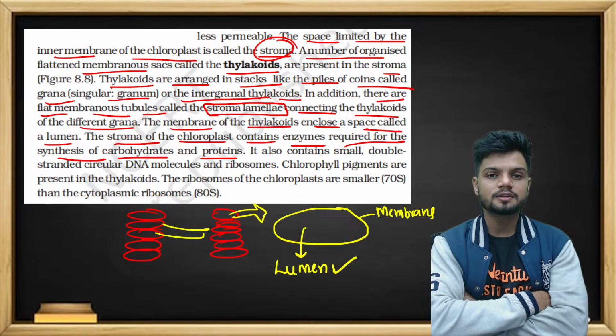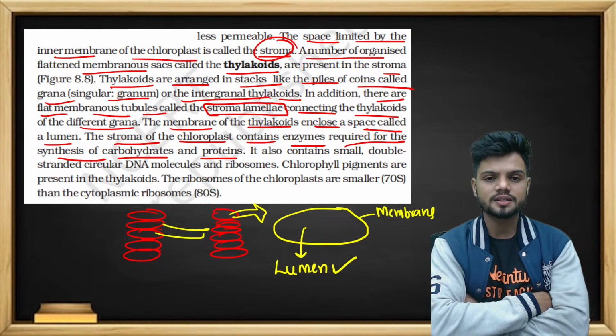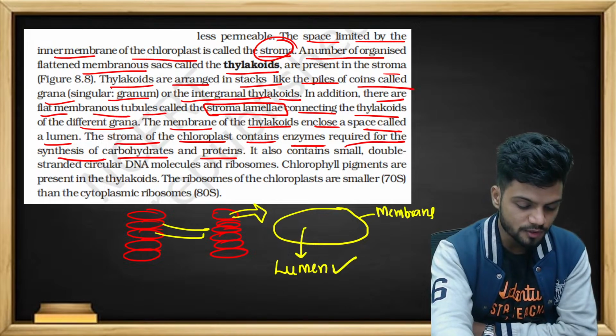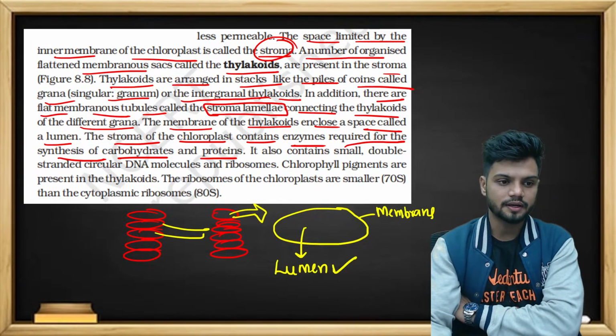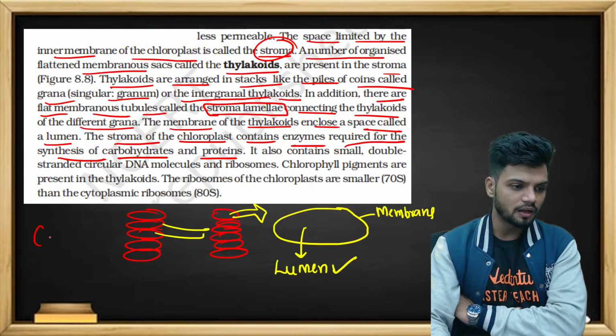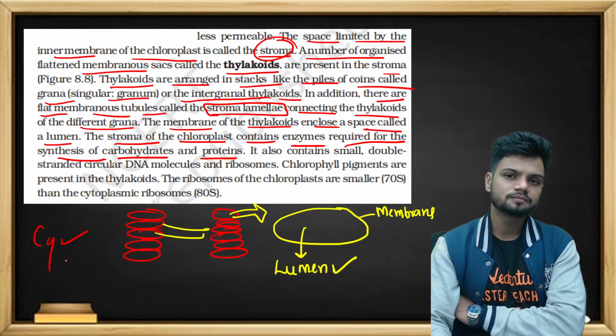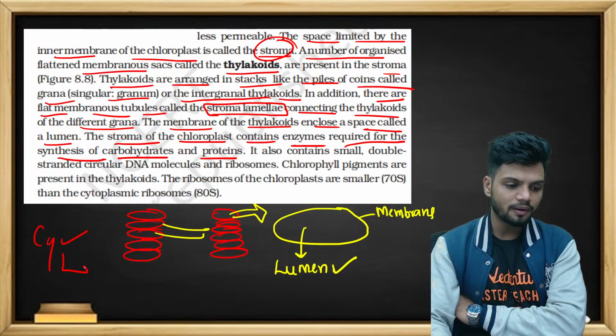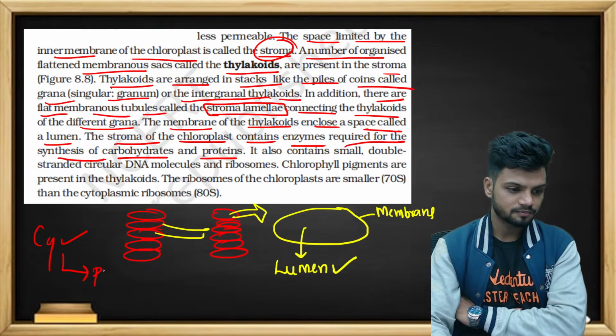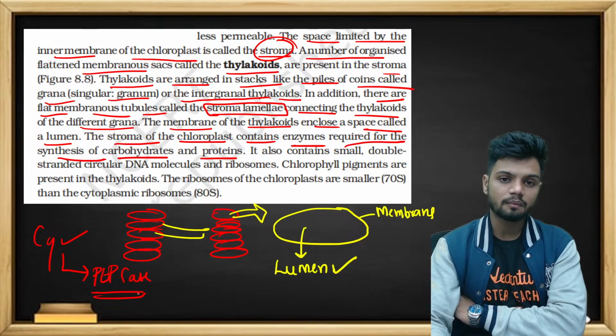Ribulose 1,5-bisphosphate carboxylase oxygenase, Rubisco. So the Rubisco enzyme is present in the stroma. Now what about the case of C4 plants? In the mesophyll cell of C4 plants there is one more enzyme, called PEPcase. PEPcase is also present. Remember those points.